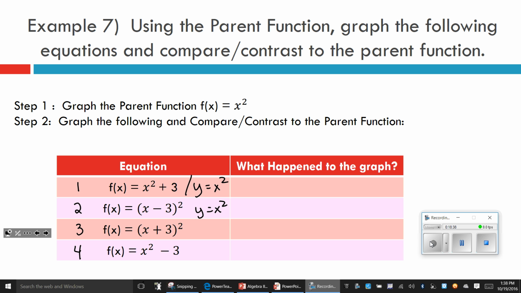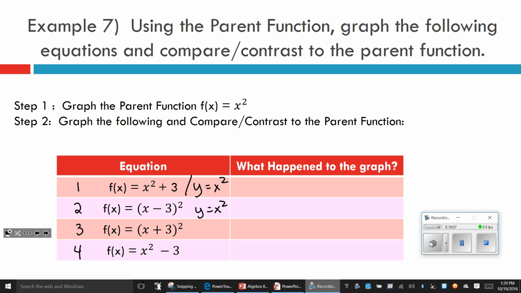So the first part, okay, let's see, here's number 1 right here. So you have the parent function, okay? I need you to compare it to the parent function. So you start with the parent function that crosses the vertex at the origin. What happens when you add 3 on the end of it? It moves up. Does it get bigger? Does it flip? No, it simply just slides up. That's called a translation, okay?